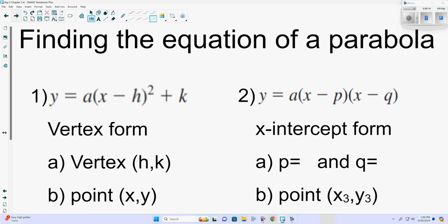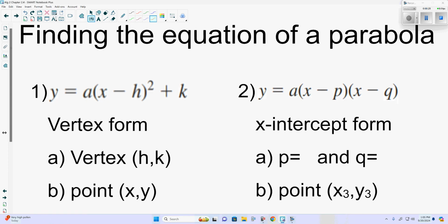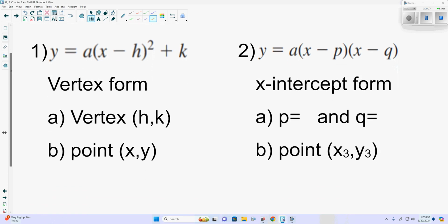What we're doing today is 2.4. We've already gone over these equations of parabolas, we're just looking at them in a different context. We're going to be given the parabola in one of two forms, either vertex form or x-intercept form. If it is vertex form, they're going to give us the vertex and a point on the parabola, and they want us to find the equation.